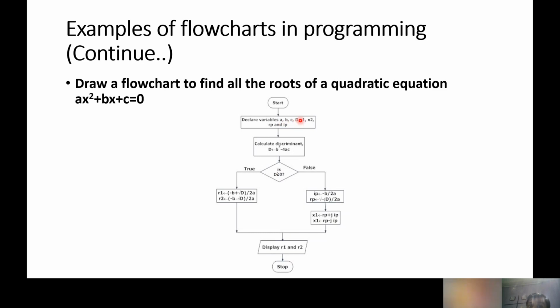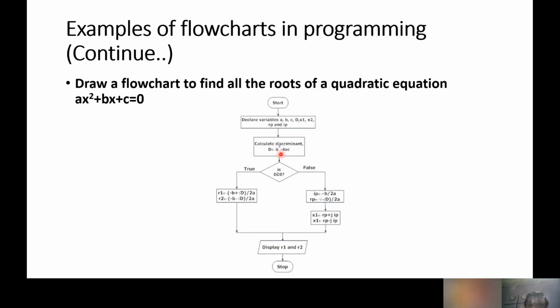Then what is the use of this d? That is for delta. We have taken one variable d. Then what is the value of x1 and x2? So we are using it for certain purpose. So here the purpose is it is used to store the value for imaginary root. What is the value for rp? Right? So root value only, right? And ip, imaginary value.